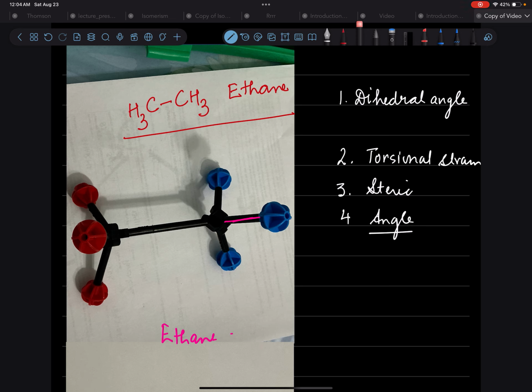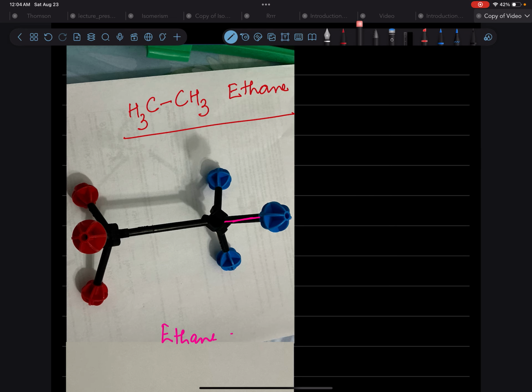Let's start all this by taking the example of ethane molecule. So this is ethane molecule shown here. This is the carbon-carbon bond. These are two carbons. They are connected to three hydrogens. Both the red as well as the blue balls, they represent hydrogens. It is just for the sake of clarity of our distinction that I have given them different colors so that I can distinguish between the front carbon and the back carbon.